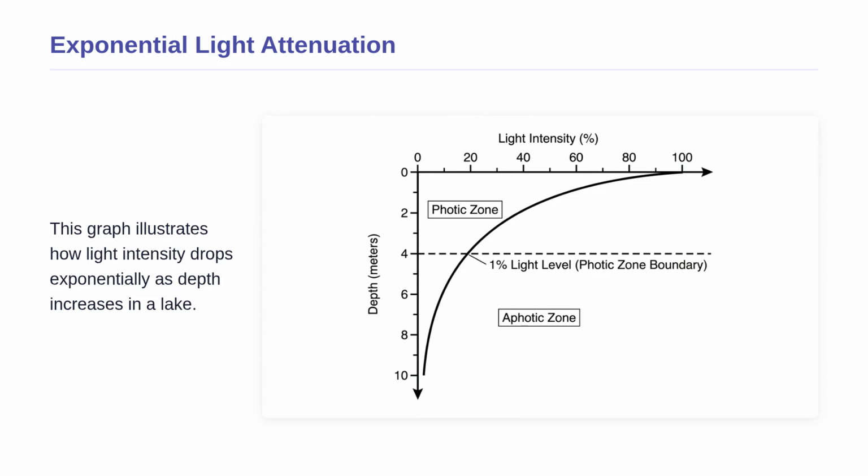See the dashed horizontal line? That marks the 1% light level, which is the absolute boundary of the photic zone. Everything above this line is the sunlit photic zone, where plants can grow. Everything below it is the dark aphotic zone. This diagram perfectly captures how quickly a freshwater ecosystem loses its primary energy source.